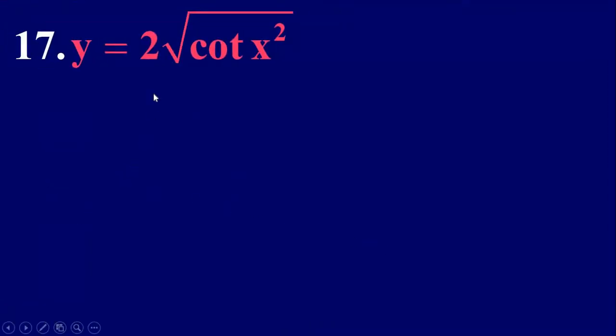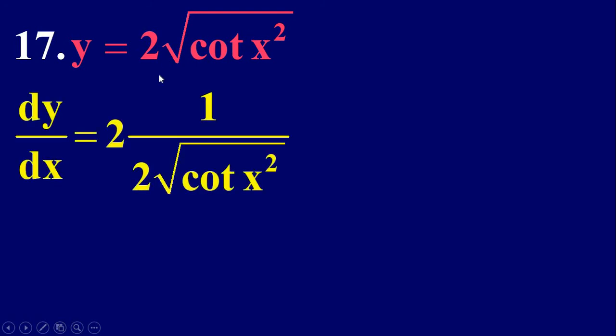The next question, y equal to 2 into root of cot x square. So y equal to 2 into root of cot x square. Now here first you have to take this as root x. So it is root x, and root x differentiation is 1 by 2 root x. So you have to write dy by dx is 2 as it is. Root of cot x square differentiation is 1 by 2 into root of cot x square. Root x differentiation is 1 by 2 root x. Now again you have to differentiate cot x square. It is not x. In place of x we have cot x square, and cot differentiation is minus cosecant square x square. It is minus cosecant square x square.